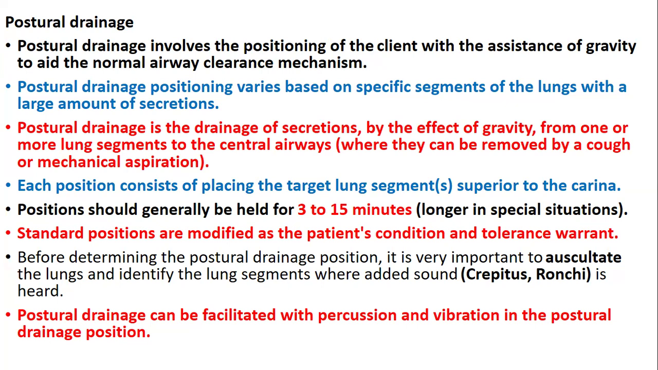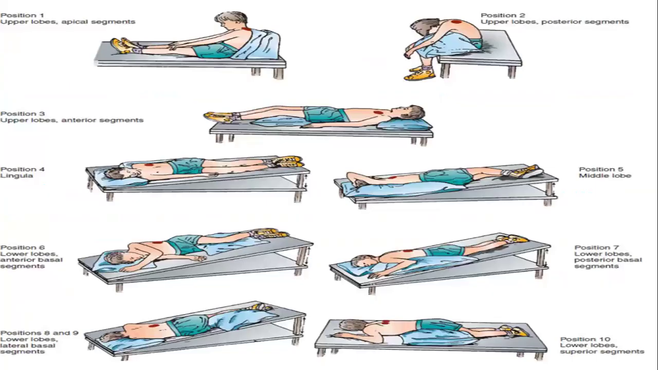Okay, positions should generally be held for about 3 to 15 minutes, longer in special situations, and standard positions are modified as the patient's condition and tolerance warrant. So you should have the knowledge of auscultation. Okay, you should be able to auscultate, know the bronchial sounds, know the normal and the abnormal, so that you know which segment needs to be drained. Okay, it can be facilitated with percussions and vibrations in the postural drainage position. So you put the patient in a postural drainage position, then you do your percussions as well as the vibrations.